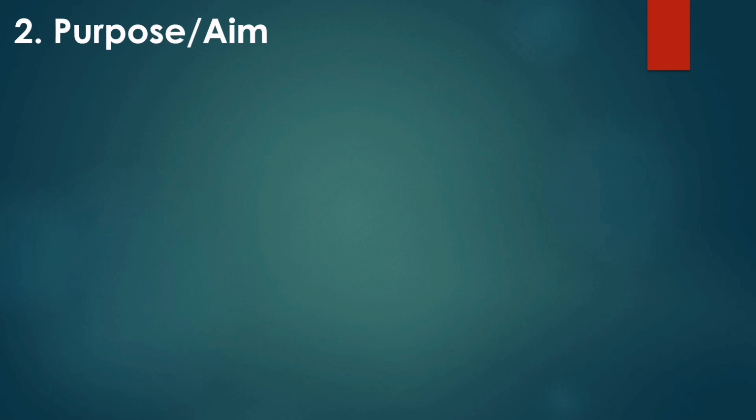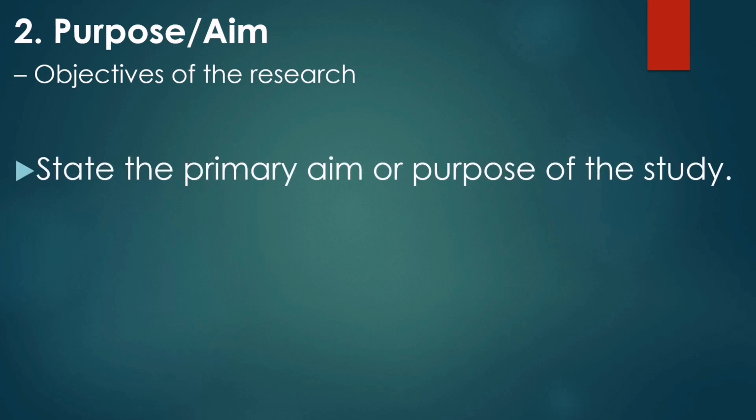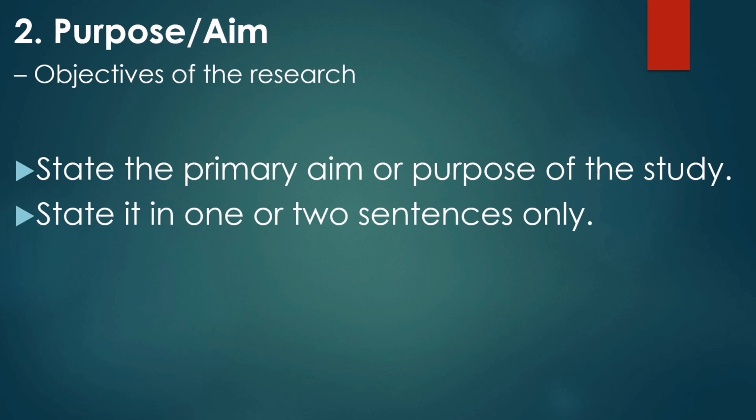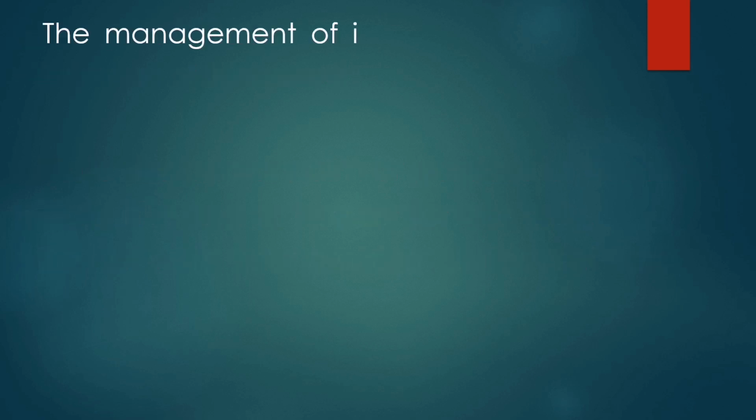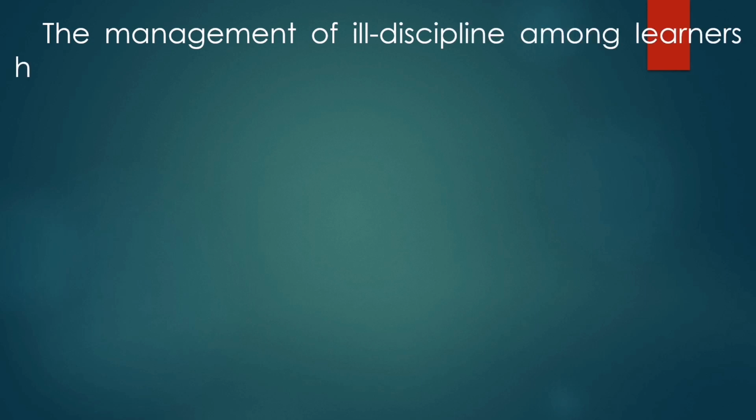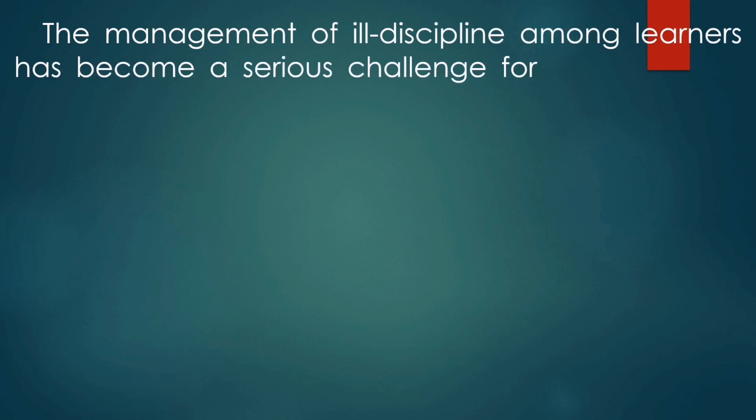Next is the purpose or aim. This section contains the primary purpose of the study, or the objectives of the study. It states the full objective of the research. In writing the abstract, express the purpose of the research in 1 or 2 sentences right after the introduction. That's the introduction, and here comes the purpose.